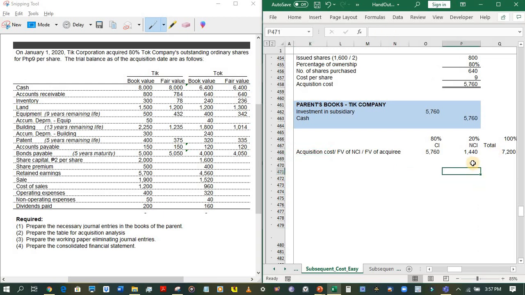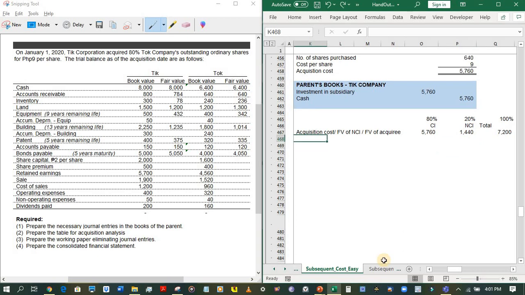So in every problem, if there is no information about the fair value of either the NCI or the fair value of the acquiree, our assumption is always that the acquisition cost is at fair value of the controlling interest, unless there is additional data that the fair value of NCI or the fair value of the acquiree is given. Because there are instances that the acquisition cost is different from the fair value of the controlling interest, because the acquirer can purchase the controlling interest at above fair value, or sometimes at below fair value. If it is purchased above fair value, then we have what we call the control premium. But for this problem, there is no control premium because we assume that the acquisition cost is equal to the fair value of controlling interest.